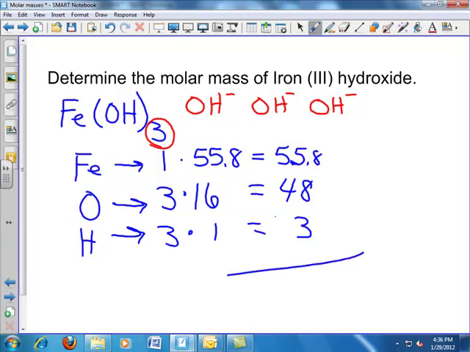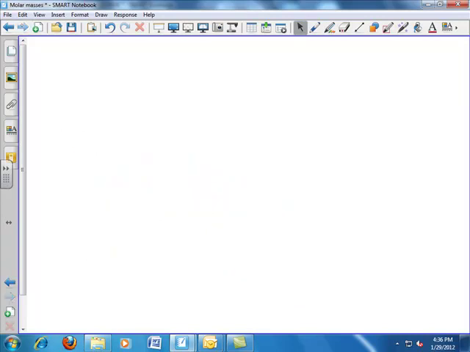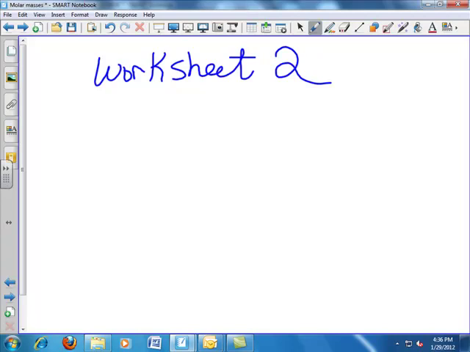So now again, I want to add all those up. And you get 106.8 grams per mole. So that is finding the molar mass of compounds. Now you should be able to do the worksheet for this particular section. It should be worksheet 2, for VodCast 10-2.